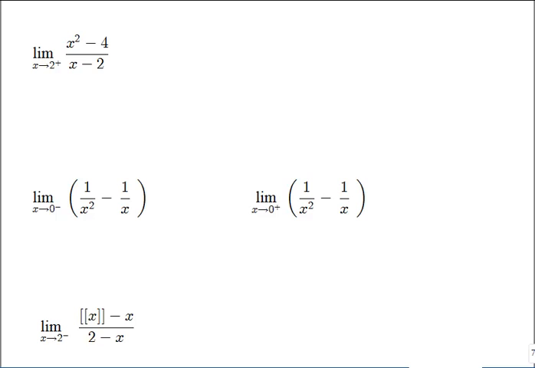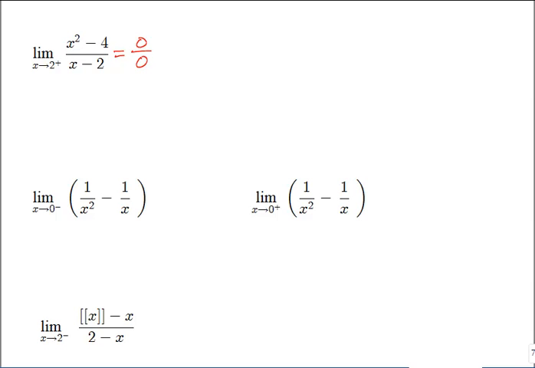Alright, let's try the limit as we approach 2 from the right-hand side of x squared minus 4 over x minus 2. If I plug in 2 right away, 2 squared is 4, 4 minus 4 is 0, 2 minus 2 is 0. So this is one of those indeterminate forms.